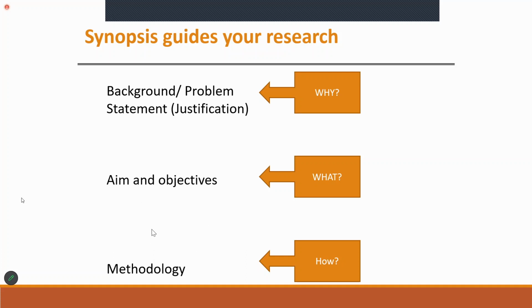And after that, identifying the aim and objectives will not be sufficient, right? So you need to have a way to fulfill your aim and objectives. And that will be done through the methodology of your synopsis. So briefly, you need to identify the methodology as well. So the why aspect, what aspect, and the how aspect will be given within the synopsis.